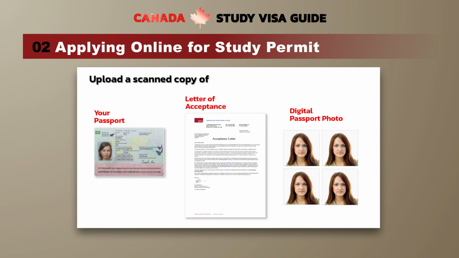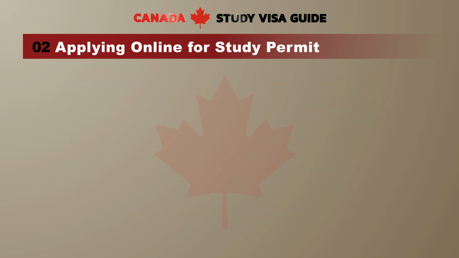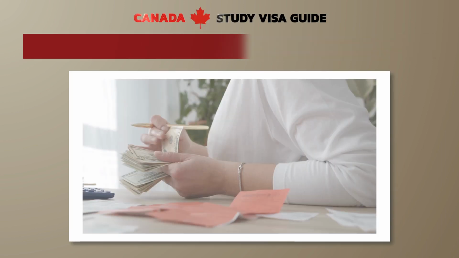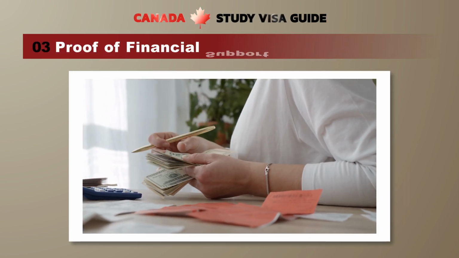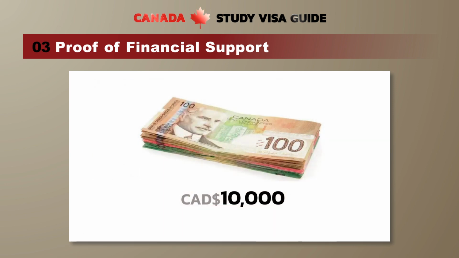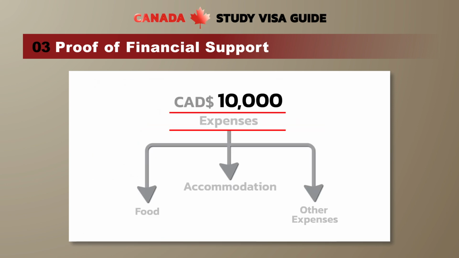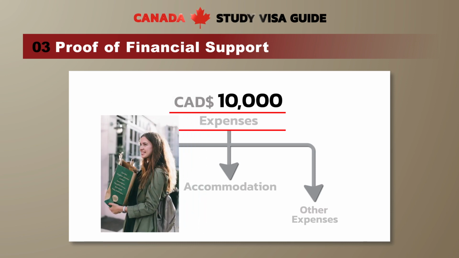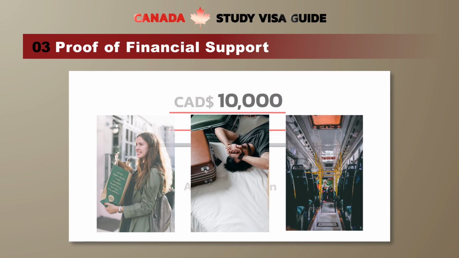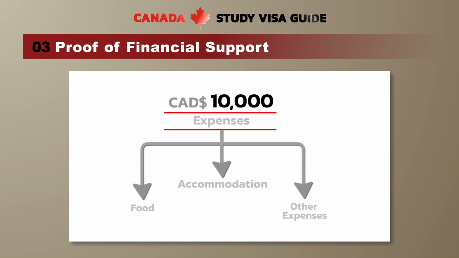Now, you must be wondering, what is proof of financial support? Let's look into this in detail. Financial proof is one of the key requirements for a study permit to Canada. You need at least 10,000 Canadian dollars as proof that you can support yourself as a student and provide for your own food, accommodation, and other expenses while you are studying in Canada.